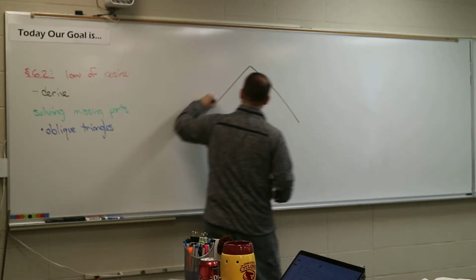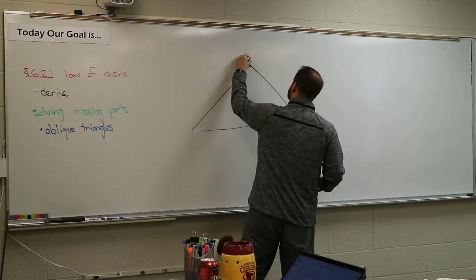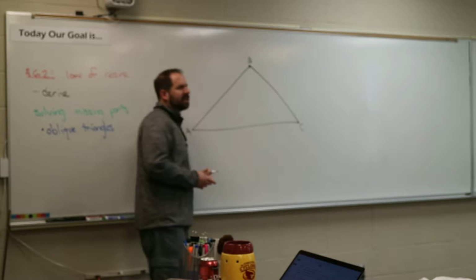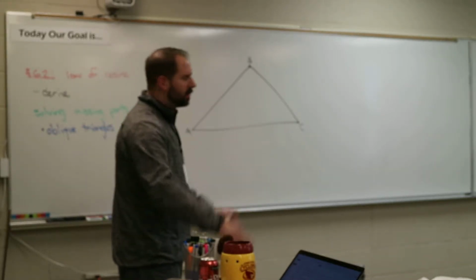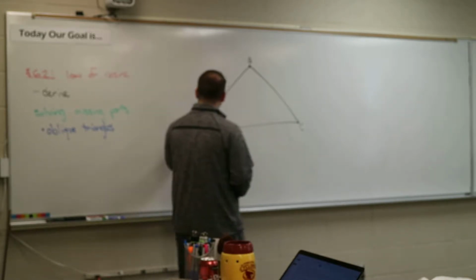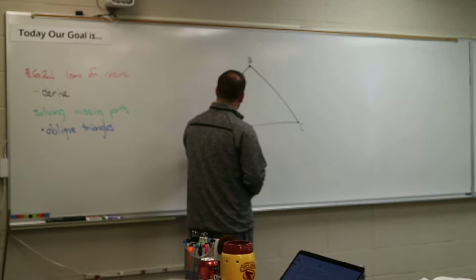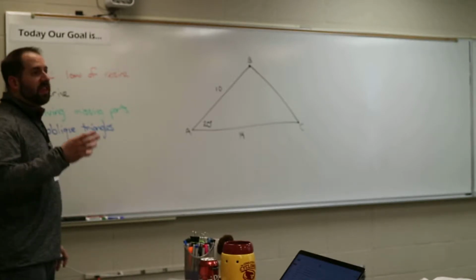It was something like this yesterday, where you had a triangle. Let's go with A, B, and C. And again, this is no particular triangle. It doesn't have to be obtuse. It doesn't have to be right. It's just a generic picture I always draw. Let's say this is 20 degrees. Let's say this is 10. Let's say this is 14. All right. Okay, these are my random numbers.